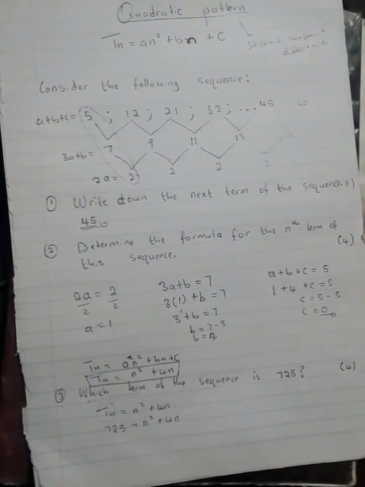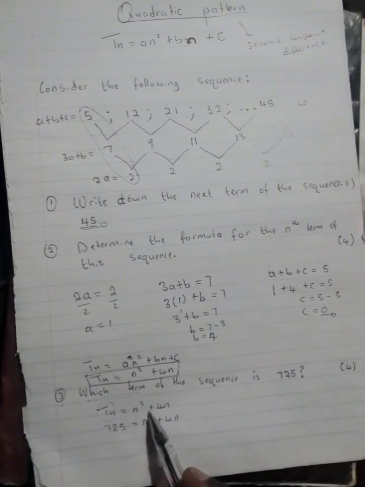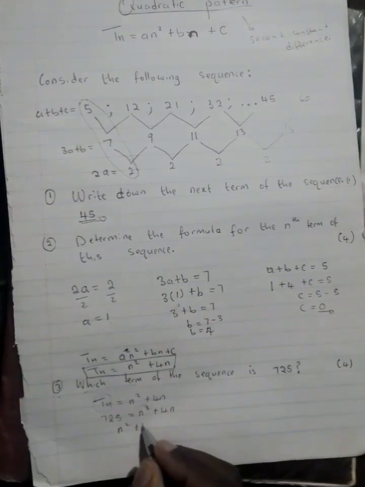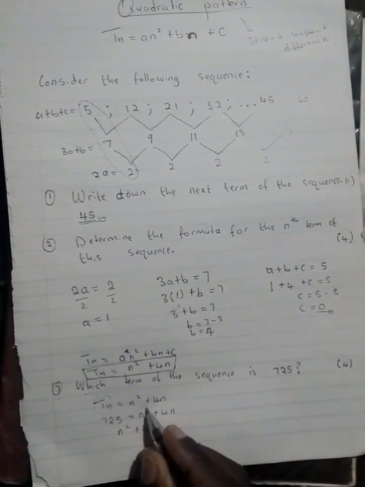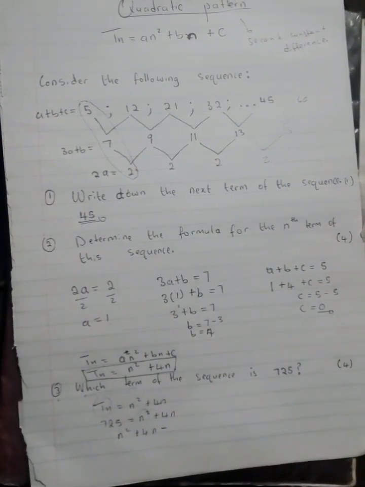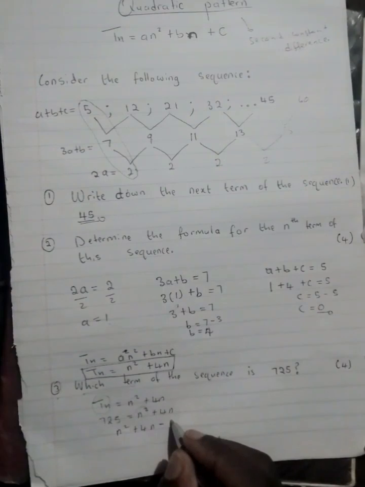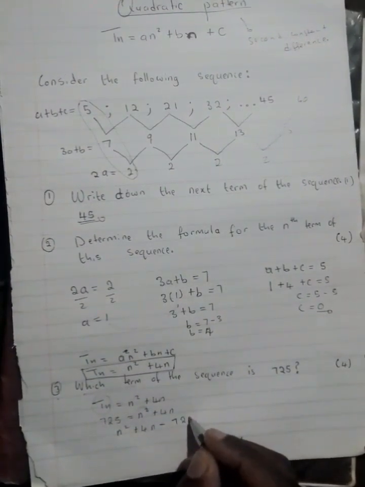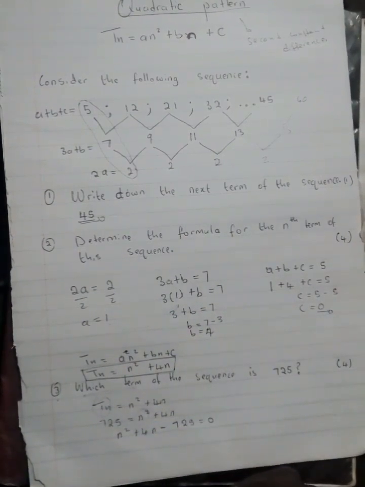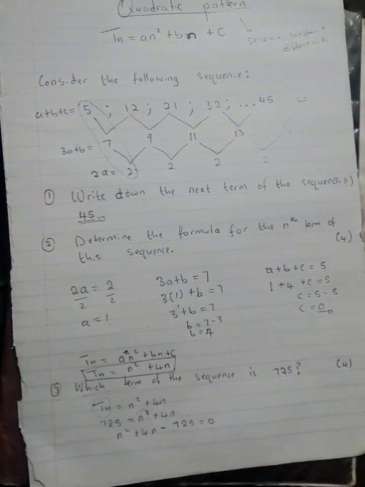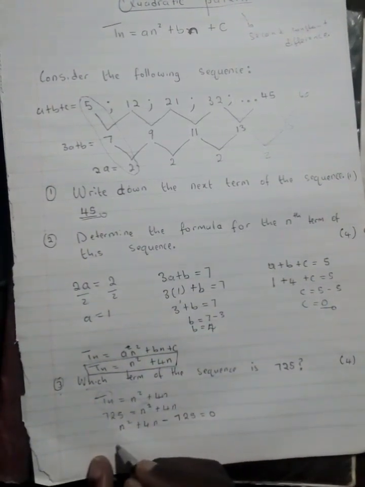Here we have a quadratic pattern, right? Whenever we have quadratic, we'll write it in the standard form. Whenever I have something squared, I'll write my equation in the standard form, meaning I'll put everything on one side. So take 725 to that side, it is going to be negative 725, which is equals to 0. Remember, I took 725 this side, therefore I'm left with 0 here. So I can use a quadratic formula here.